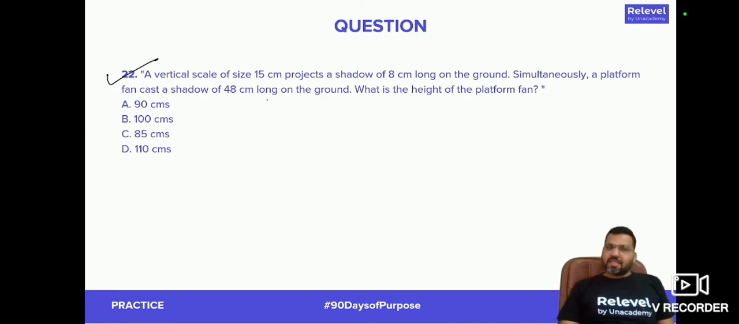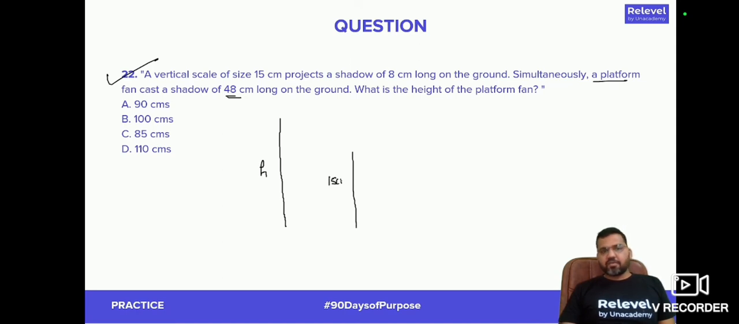A vertical scale of size 15 centimeter projects a shadow of 8 centimeter long on the ground. Simultaneously, a platform fan casts a shadow of 48 centimeter long on the ground. What is the height of the platform fan? So let's say this is a platform fan, right? We do not know the height of the platform fan. And there is a vertical scale of size 15 centimeter which casts a shadow of 8 centimeter.